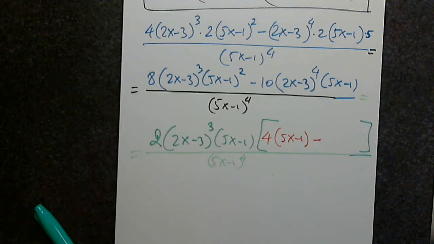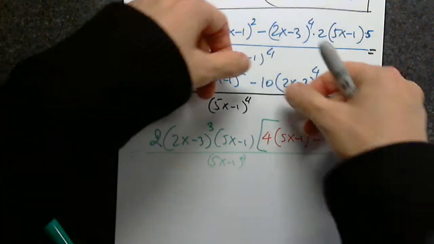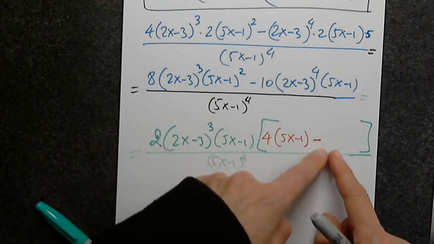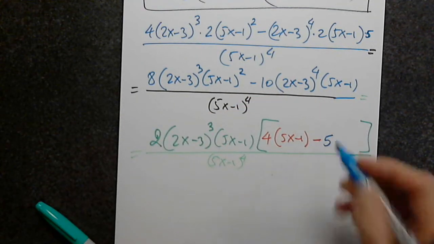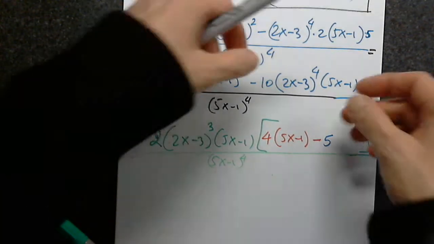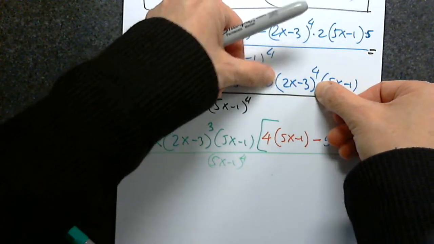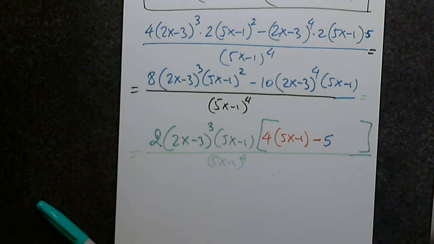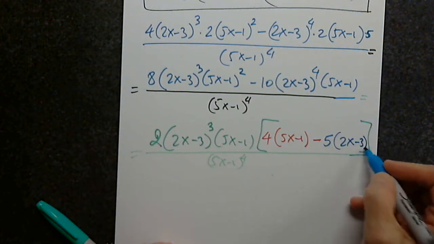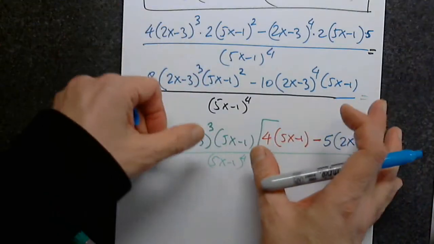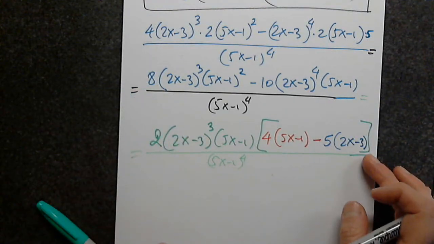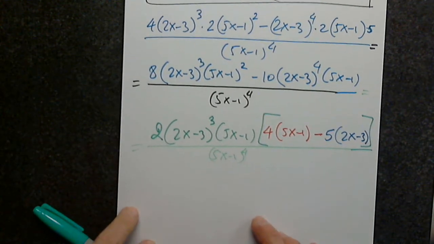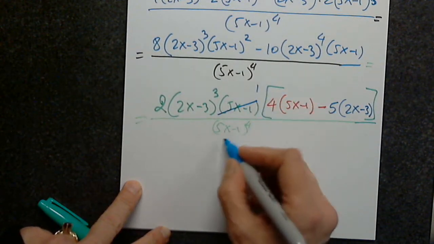Then I continue. From the second one, from 10, I took out a 2. What is left? So then this times this is 10. 5. Perfect. Then from 2x minus 3 to the 4th initially, I took out 3 of those. Is there anything left inside? 1. Very good. With parentheses because it needs to be multiplied. And then 5x minus 1 is out. Is there anything left from the 5x minus 1 to the first power and 5x minus 1 to the first power? Good. Excellent. Now I can do this.